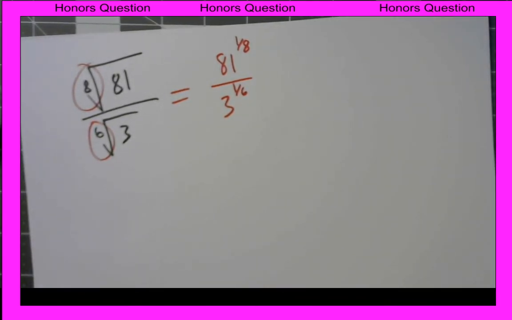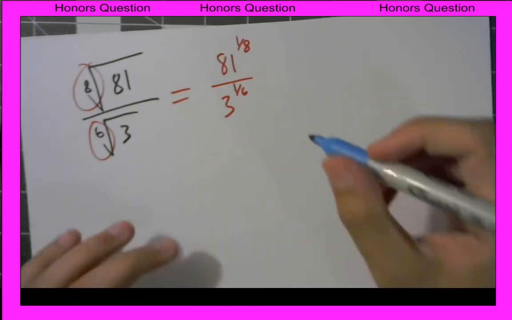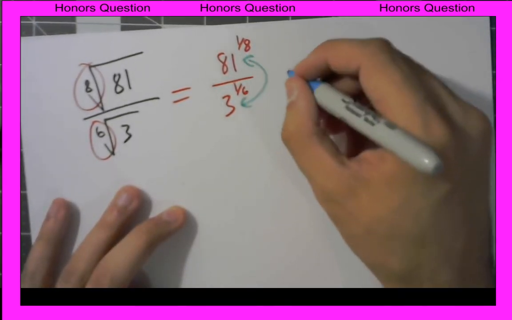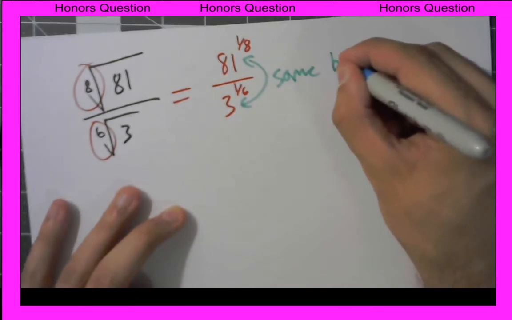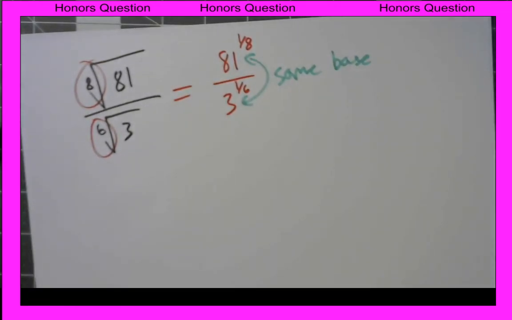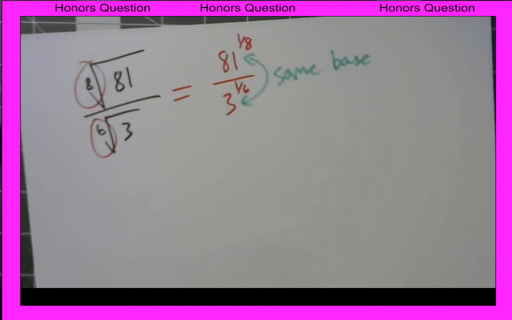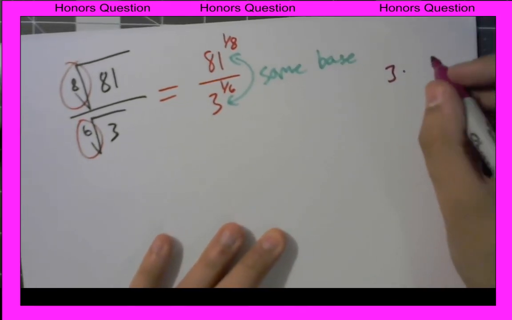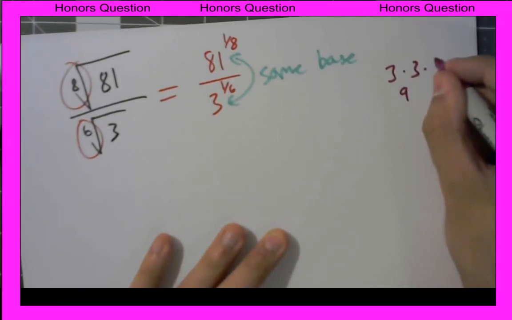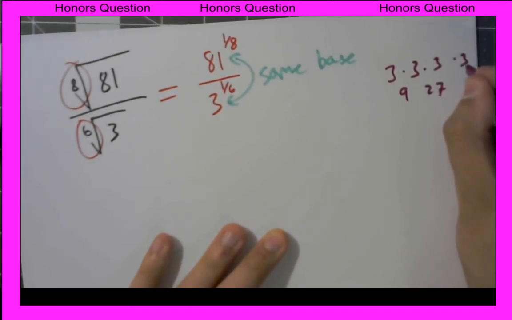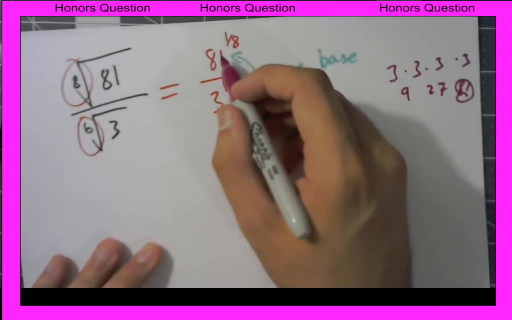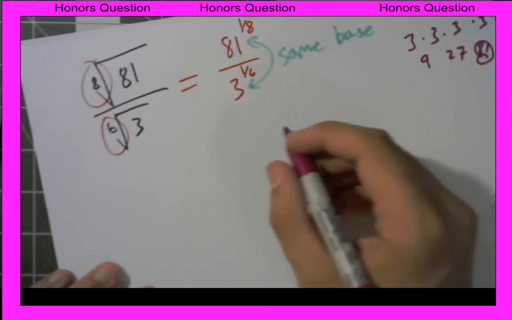Okay, that doesn't appear to be that much easier. I mean, it's all the same information. But one of our little mantras is we want them to be the same bases. If I can get them to be the same base, it'll make my life a little easier. And 81 is a bunch of 3s. How many 3s? Let's find out. 1, that's 9, 27, 81, perfect. So that is 3 to the 4th to the 1/8.